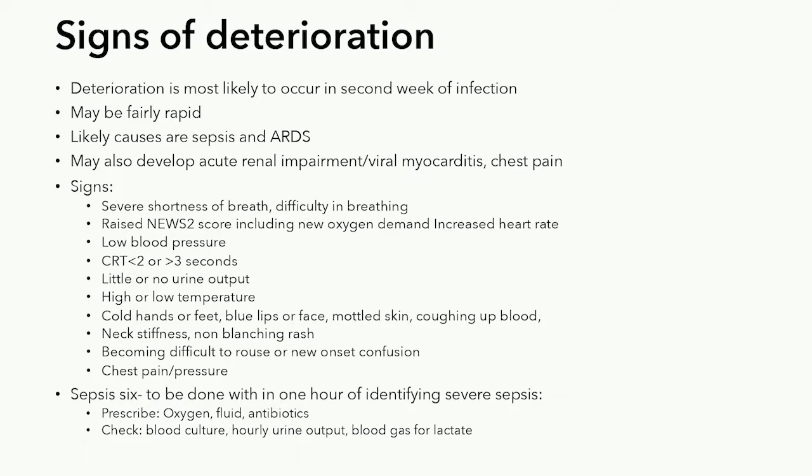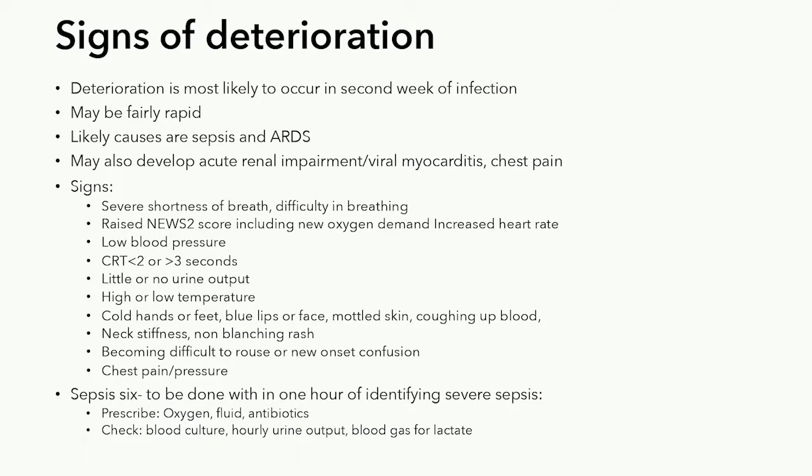Okay, there are certain things which are worth mentioning around signs of deterioration. In whatever setting you are working, be mindful that deterioration in COVID patients is most likely to occur in the second week of infection in those patients who have not improved within the first week. That deterioration may be fairly rapid. Again, it is caused because of sepsis and acute respiratory distress syndrome and may require hospitalization, generally for oxygen, but sometimes for CPAP or ventilation, which are other ways of providing oxygen therapy. Some patients may develop acute renal impairment or simulate a heart attack type picture presenting with chest pain, but this is largely because of the viral myocarditis that they might develop.